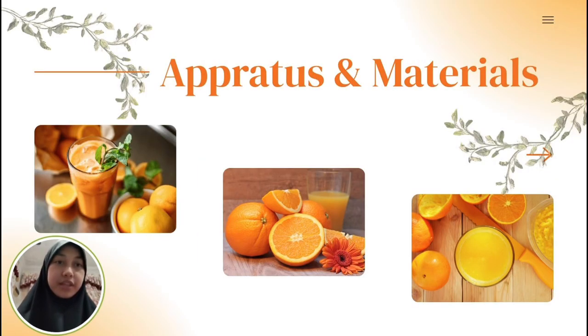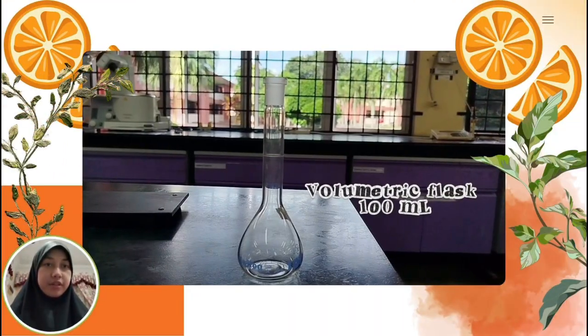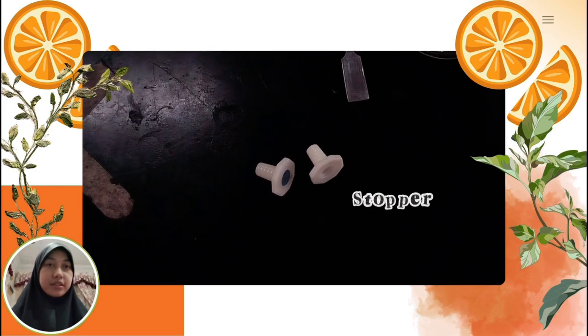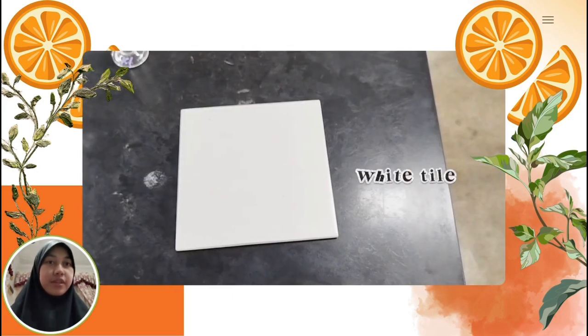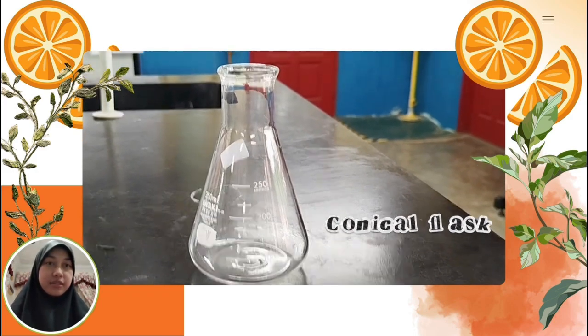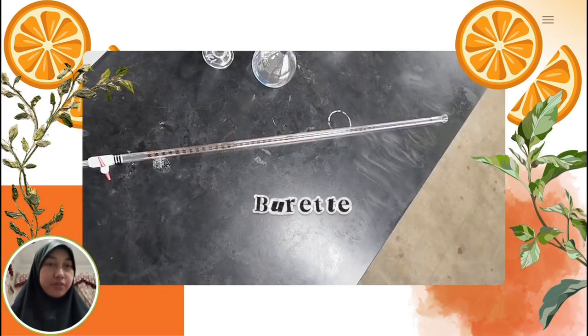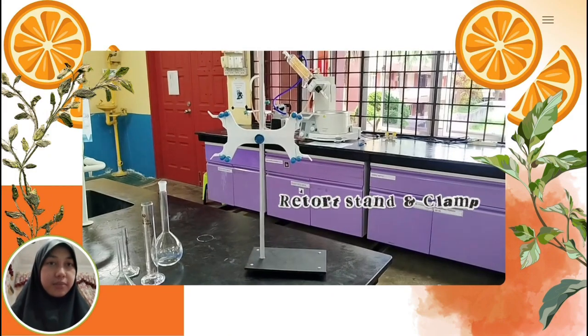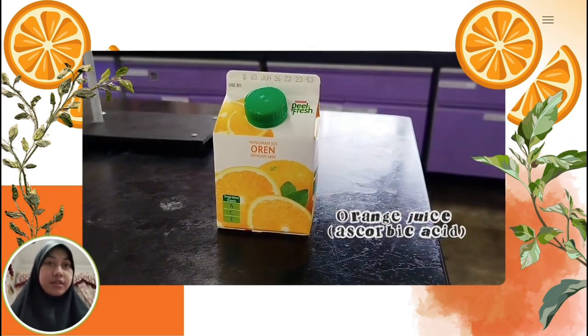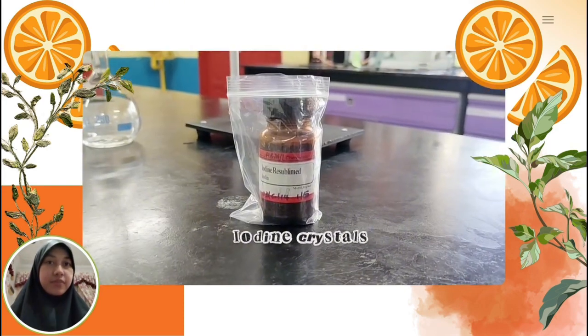Apparatus and materials that will be used in this experiment: beakers, volumetric flask 100 ml, stopper, measuring cylinders, white tile, funnel, conical flask, glass rod, pipette 25 ml and pipette filler, burette, retort stand and clamp, orange juice, soluble starch, potassium iodide, iodine crystals, and distilled water.